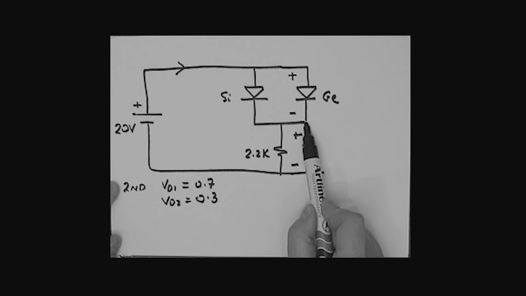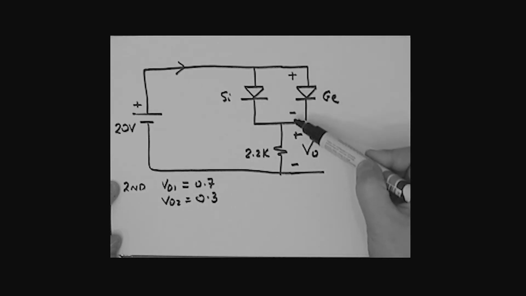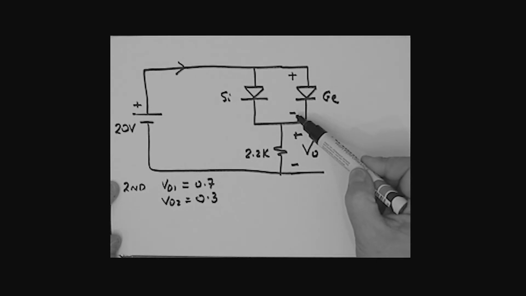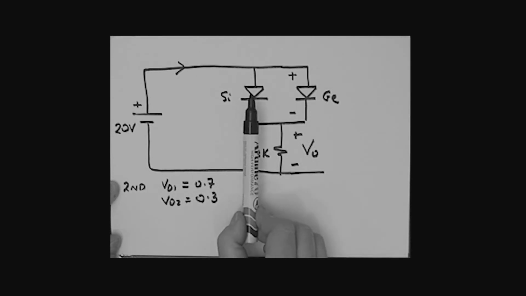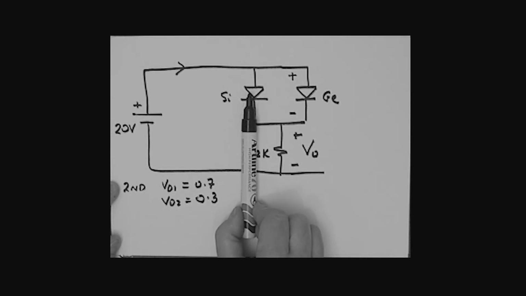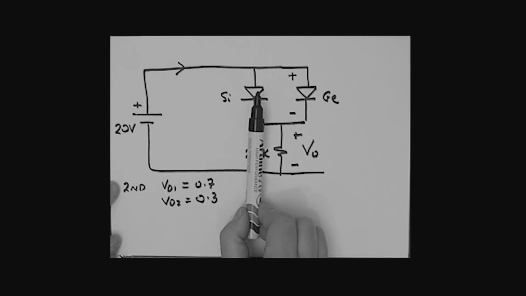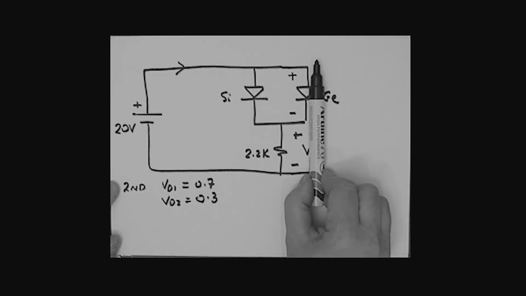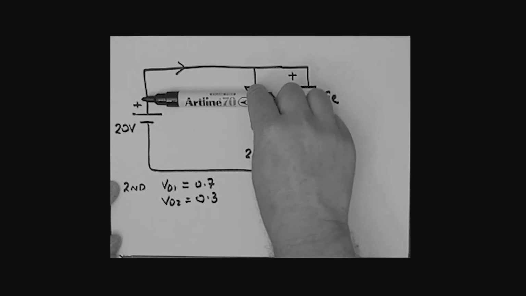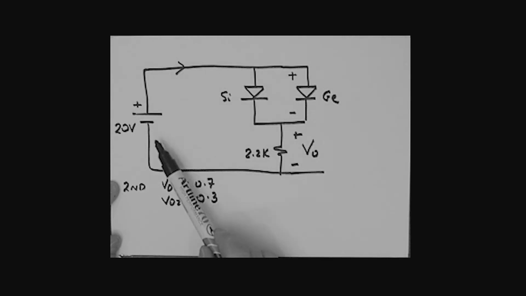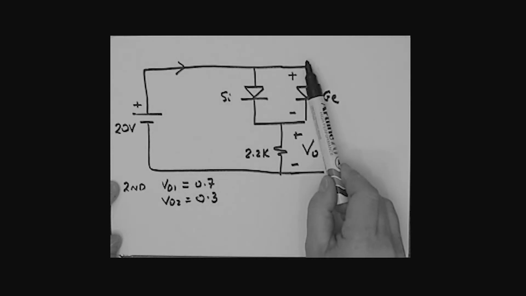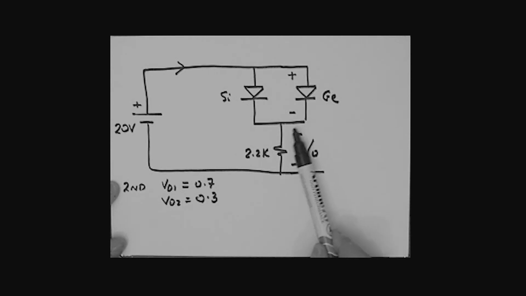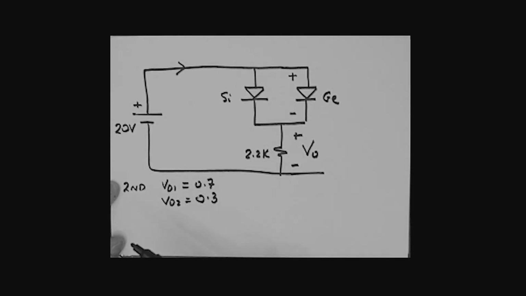Remember, we're using the second approximation. This voltage doesn't get any bigger than 0.3 volts. What does that mean? It means that this diode never comes into the circuit. This diode never conducts because we never reach that 0.7 volts. This is holding us at 0.3 volts. So really, it's as if this guy is not even in the circuit. And so the loop that we're really dealing with is the 20 volts, the germanium diode, and VO. So it's a very simple loop.